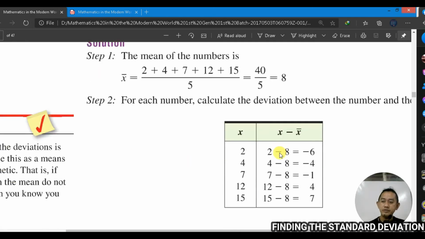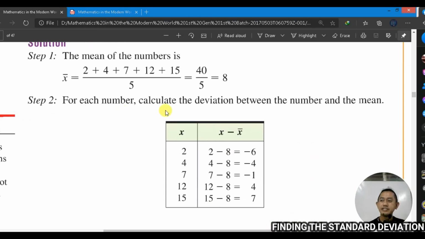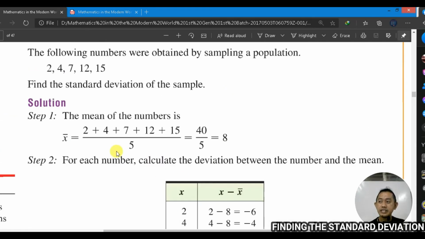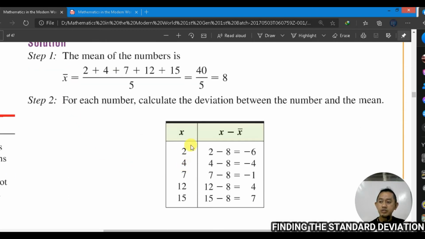So ang step 2 is for each number, calculate the deviation, ang kalainan niya, dito sa imuhang mean or your average between the number and the mean. So, katong data, and then, you have your mean or your katong average. So, ang average kay 8 man. So, mao niya atong data na given diri sa taas. So, that is how you solve this one.